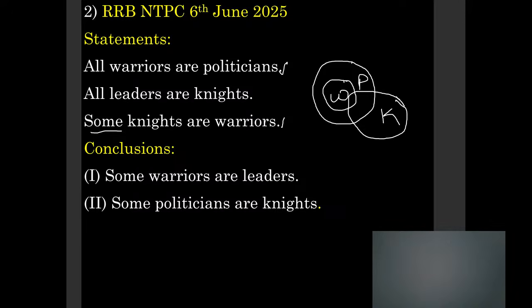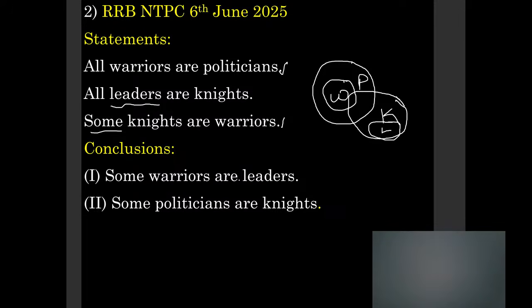All leaders are knights. All leaders are knights means the complete leaders circle should be inside the knight circle. So I'm taking leaders here. This is the leaders circle. Leaders circle is inside the knight circle. So this is a minimum intersection diagram. Based on this, let us check the conclusions.